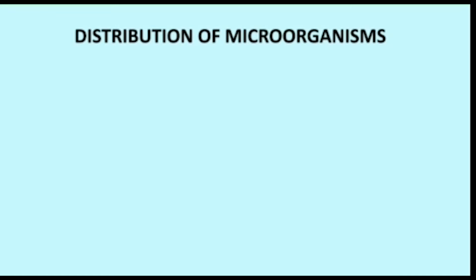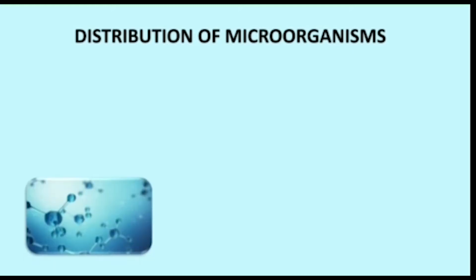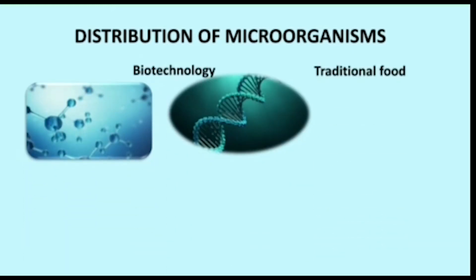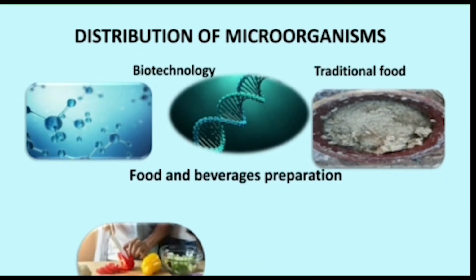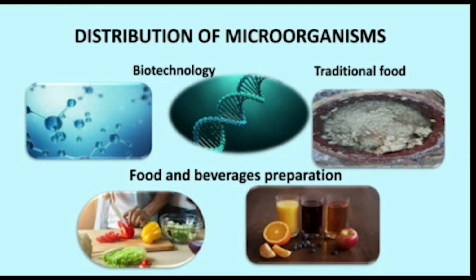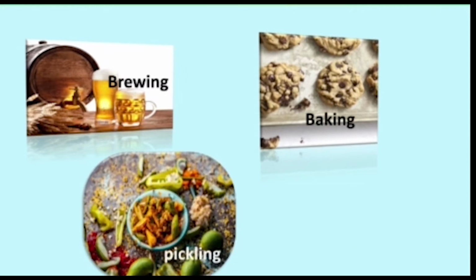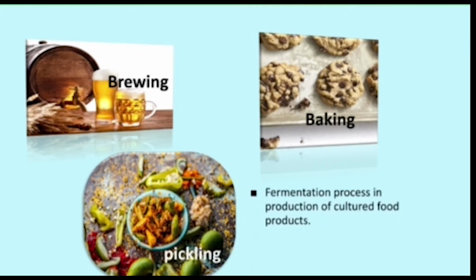Distribution of microorganisms. Microorganisms are exploited in biotechnology, both in traditional food and beverage preparation and in modern technologies based on genetic engineering. The microbial population in our environment is both large and complex. Microorganisms are used in brewing, wine making, baking, pickling, and other food making processes. They are also used to control the fermentation process in the production of cultured dairy products such as curd, cheese, butter, buttermilk, and so on. The cultures also provide flavor, aroma, and inhibit undesirable organisms. They carry out different types of fermentation.